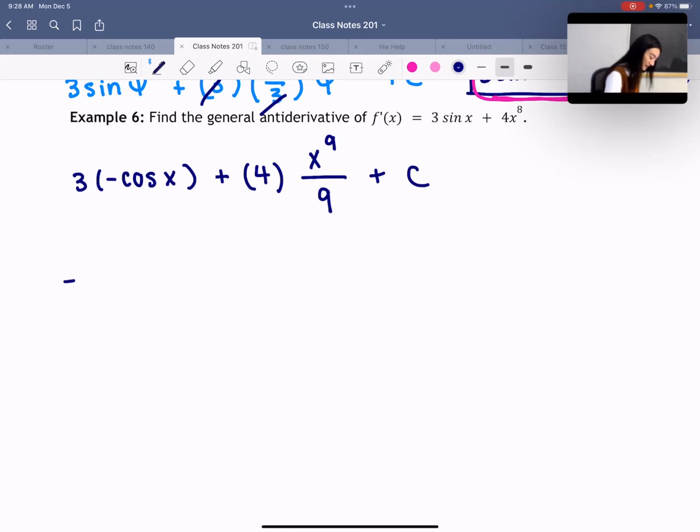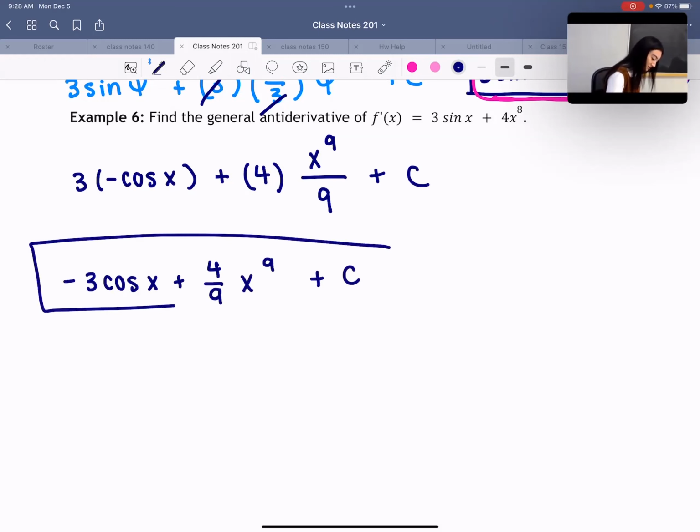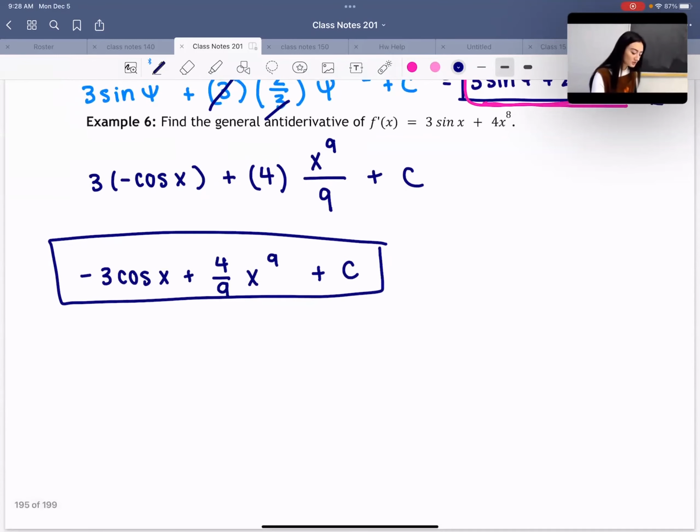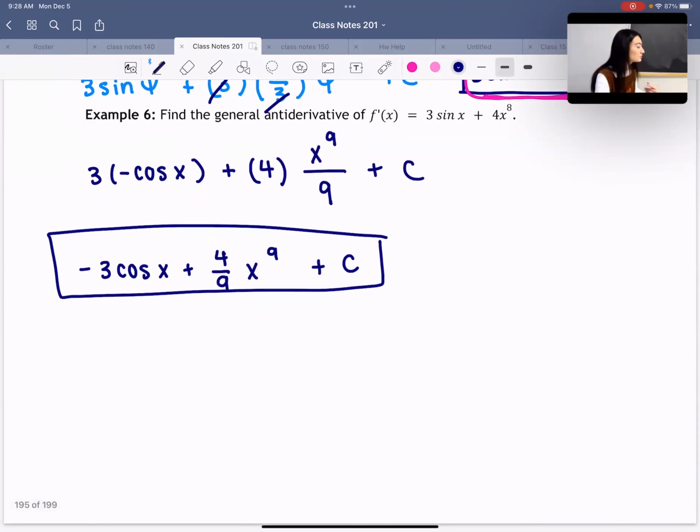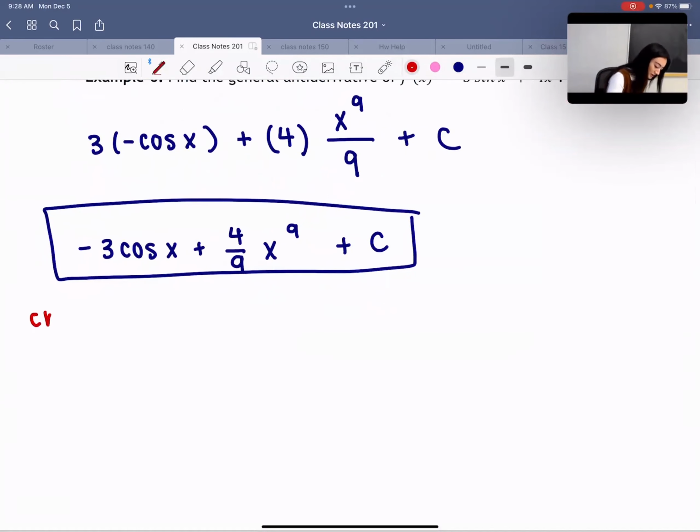It looks like we have -3 cosine of x plus 4/9 x to the 9th plus C. This is my antiderivative of my function. Now, this one's a little bit easier to do. So let's actually go through and check to see if we got the right answer.